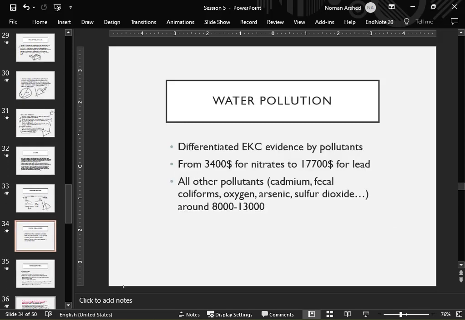Next is water pollution. Differentiated EKC evidence by pollutants. The results are very different for different types of pollutants. For nitrates it is 34,000, and for lead it is 17,700. For other pollutants like cadmium, fecal coliforms, oxygen, arsenic, sulfur, it is somewhere between 8 to 13,000 dollars of income. So it is saying that after that it tries to reduce.